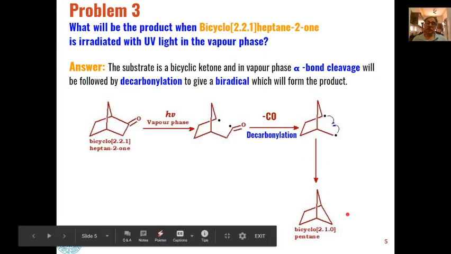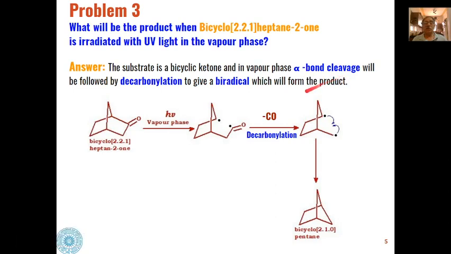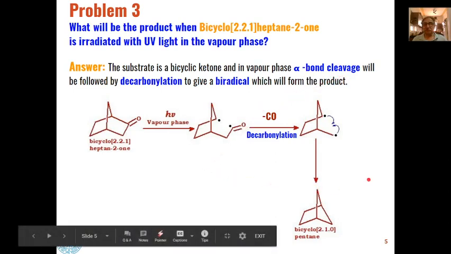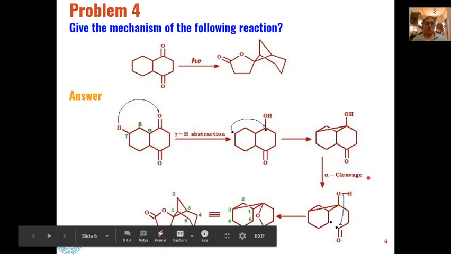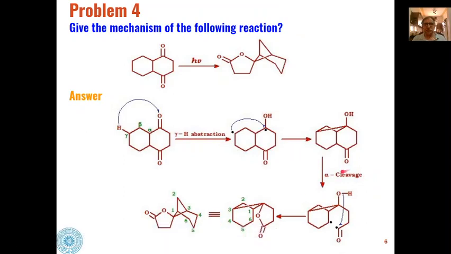So the overall reaction is by alpha bond cleavage, or Norrish type 1 reaction. Sorry.